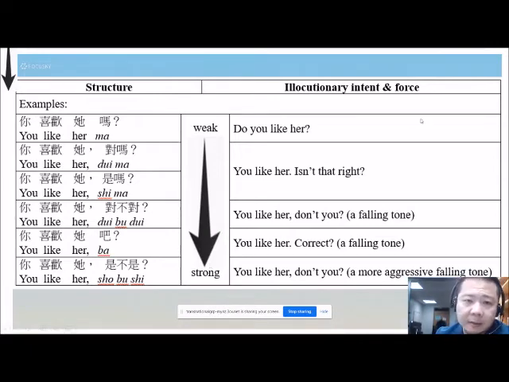So look at these English questions. Do you like her? You like her, isn't that right? You like her, don't you? And you like her, don't you? With a more aggressive falling tone.